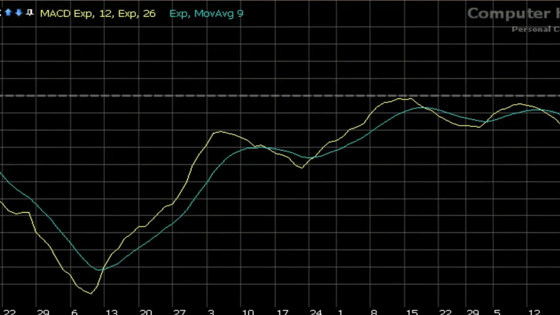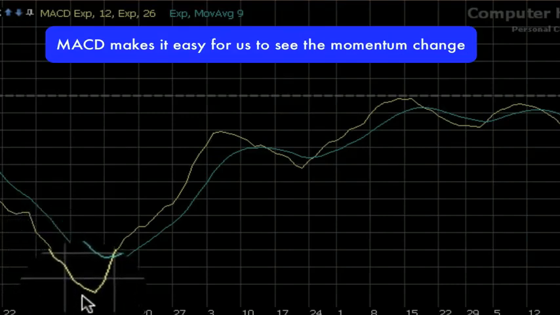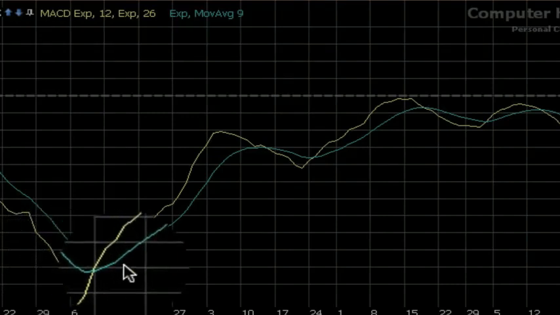The gap between the two MAs shows the momentum. So the MACD line gives us an easy way to see that the momentum is changing.